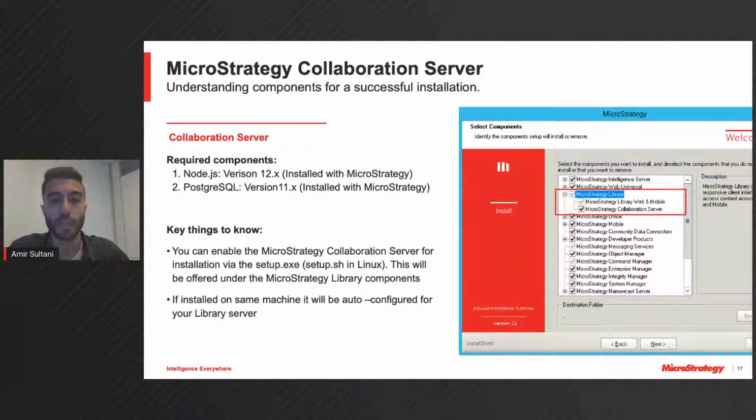You can enable the collaboration server during the process of running the installation or setup.sh in Linux environments by checking the box which is located under the MicroStrategy Library components field. Lastly, it's worth noting that if MicroStrategy Library and collaboration are installed on the same machine, collaboration will be auto-configured for you, in which you don't have to manually enter the machine name in the admin page of Library in order to establish a connection to the tool.